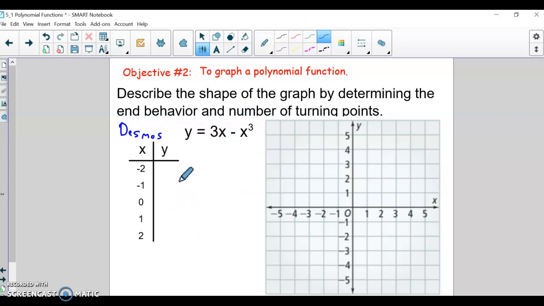One of the interesting things about the graph, at least I find this interesting, is x to the first is just a straight line. And then x squared adds a single turn or curve. I think that's what it means by turning points.